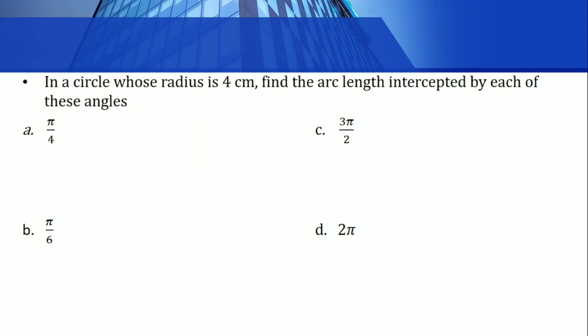So, more example tayo. So, in a circle whose radius is 4 cm, find the arc length intercepted by each of these angles. So, sabi natin kanina, yung arc natin or yung S natin, so S is equivalent to theta R. So, that will be equivalent to, yung angle natin is naka-radians, so that is pi over 4. So, that will be pi over 4 times yung radius natin, which is 4 cm. So, S is equal to pi.